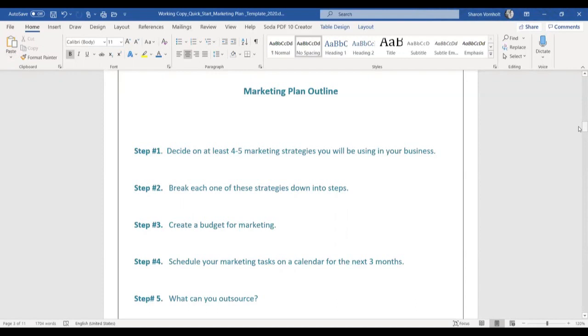You have to say how you are going to do it. When are you going to do it? What's your process? And how are you going to turn this into a lead generating machine? Number 3 is create a budget for marketing.